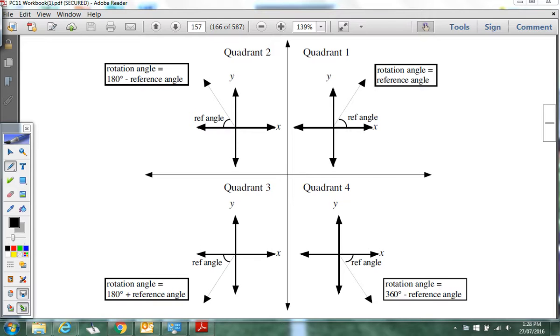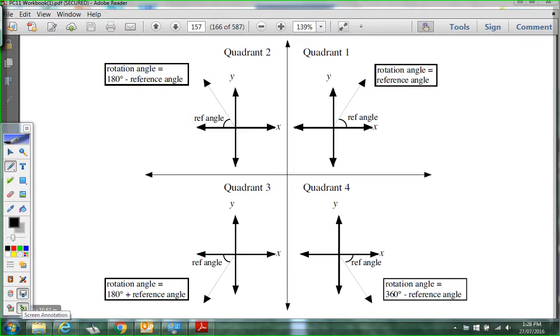is the setup of the reference angles and the CAST rule. So remember, the CAST rule starts down here: C, A, S, and T. C means cosine's positive, everything else is negative. A means all positive, S means sine's positive in this region, T means tan is positive in this region. And that's what your CAST rule does for you.